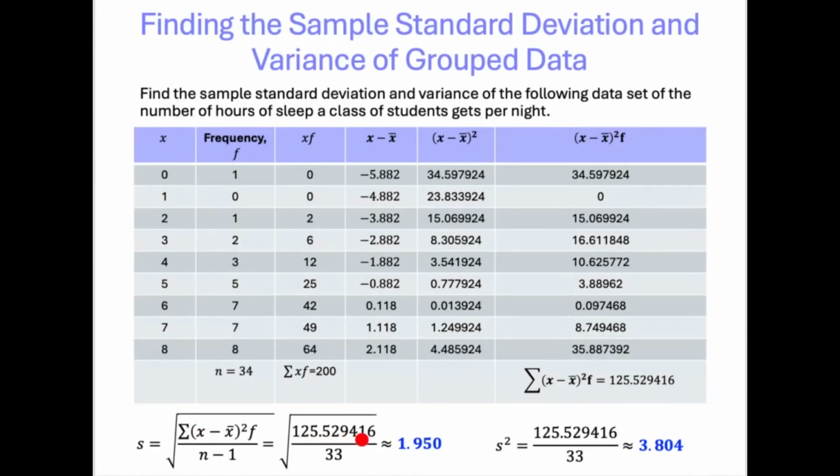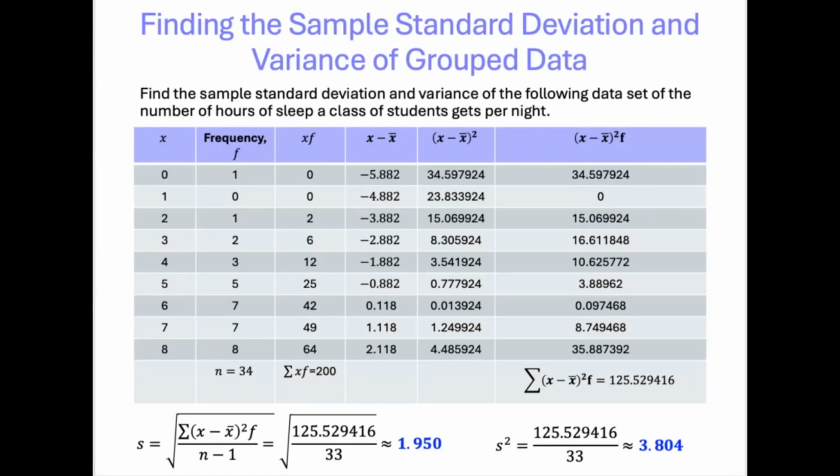125.529416. Then what we're going to do is divide by n minus 1. N is 34, so if we take away 1, it's 33. So we get approximately 1.950. If we want the variance, then we just square that, and that's approximately 3.804. All right, that's doing it by hand. If you want to do it in the calculator, it's going to be a lot easier.